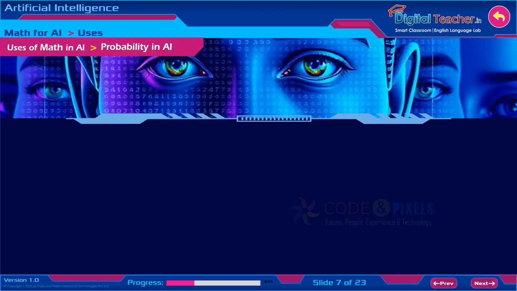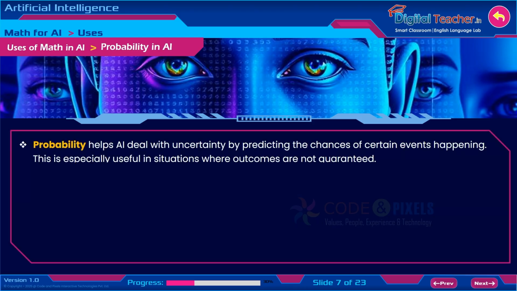Probability in artificial intelligence. Probability helps artificial intelligence deal with uncertainty by predicting the chances of certain events happening. This is especially useful in situations where outcomes are not guaranteed.